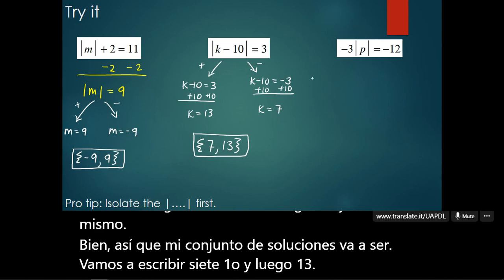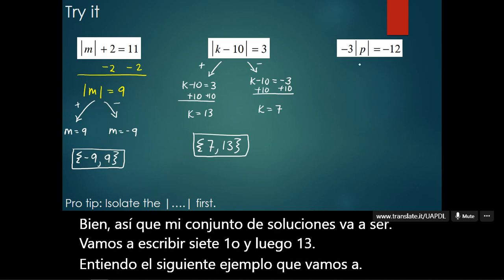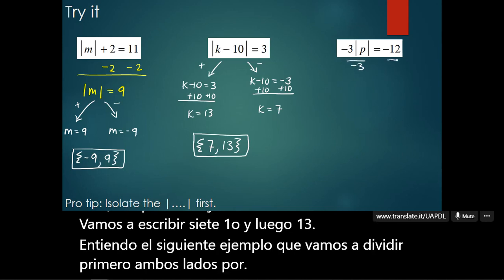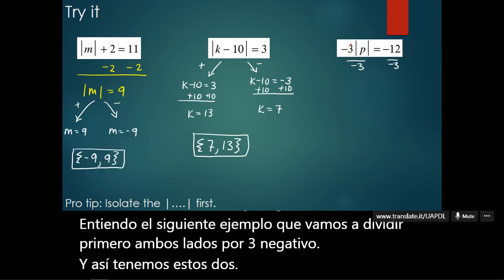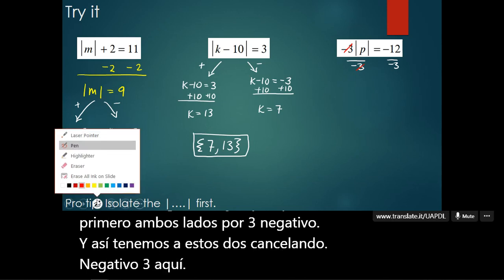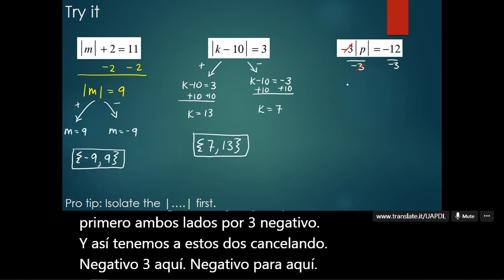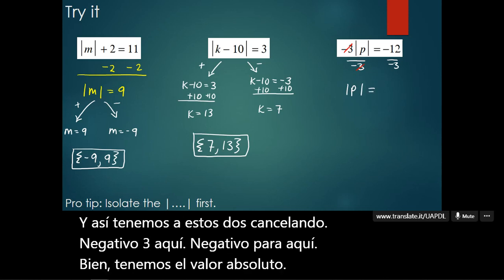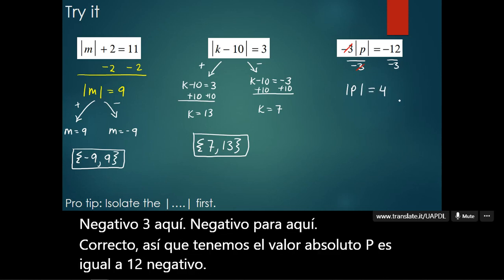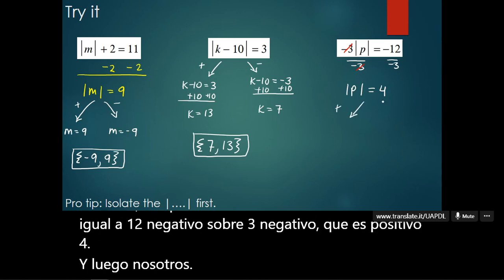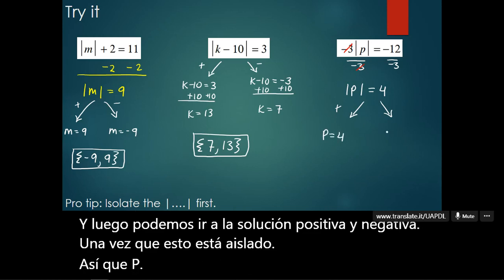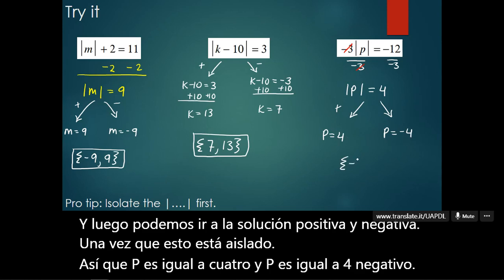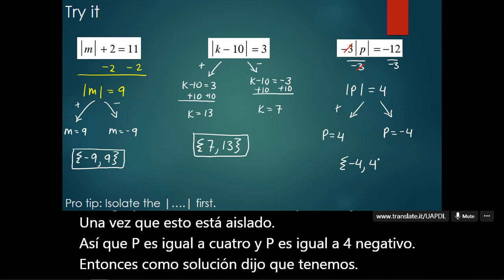All right, in this next example, we're going to divide first both sides by negative 3. And so we have these two canceling out, negative 3 here and negative 3 here. So we have the absolute value of p is equal to negative 12 over negative 3, which is positive 4. And then we can go to the positive and the negative solution once this is isolated. So p is equal to 4 and p is equal to negative 4. And as a solution set, we have negative 4 comma positive 4.